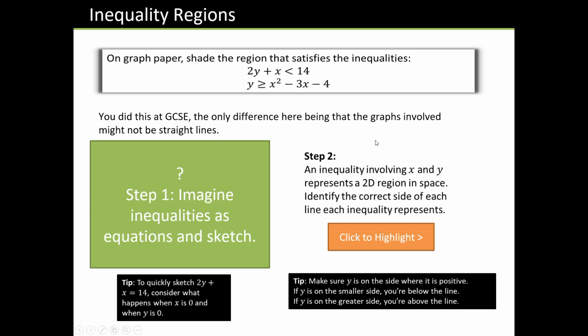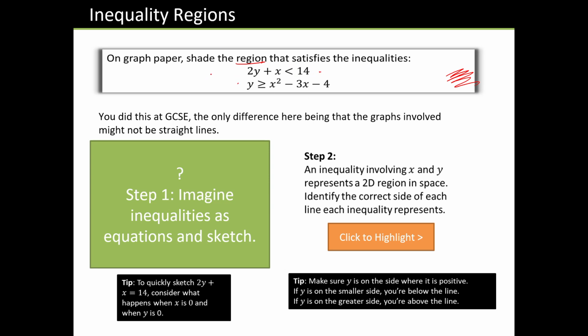The final section now is we're going to talk about regions. Now, this tends not to come up very often, in all honesty to you, but it's really not too difficult. So let's just have a quick look. So it says shade the region. So shade the region means we're shading in part of the graph, right? That satisfies this one and this one.